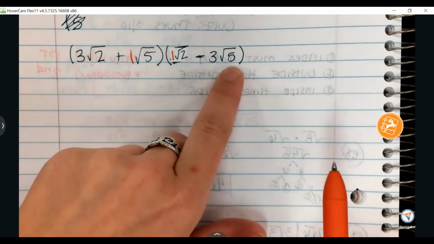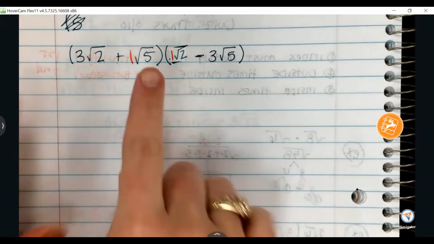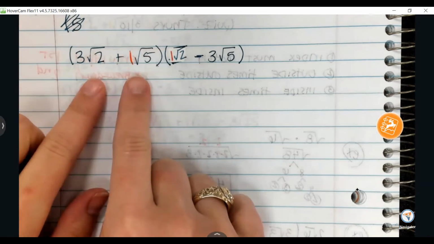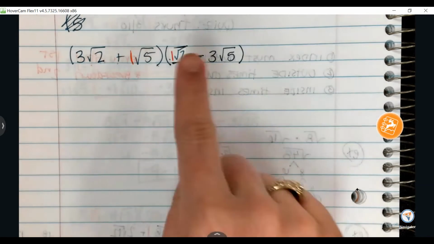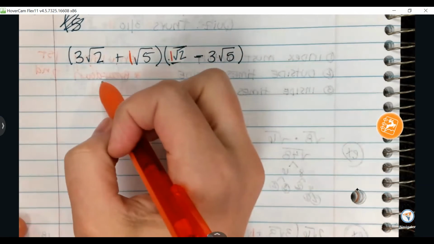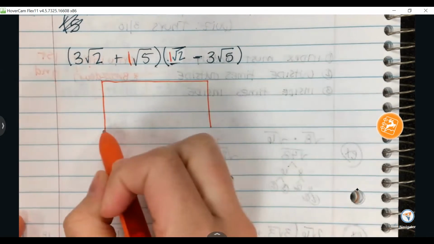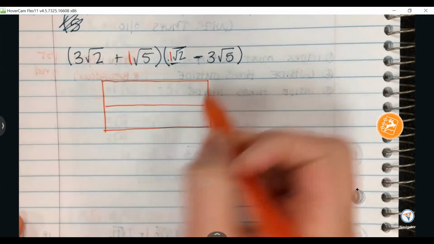Inside, outside, inside. Okay. Now we're going to make a chart, a grid, our boxes. How many terms are in the first parenthesis? 2. How many are in the second parenthesis? 2. So we're going to have 2 by 2. So make me boxes. You can make them a little bigger since there's more stuff. Doesn't matter how big you make them.